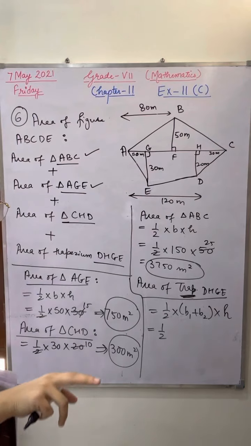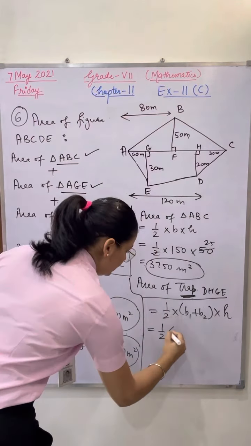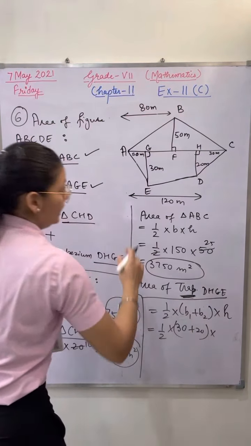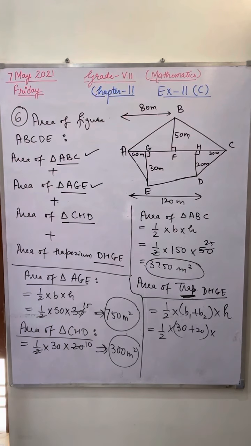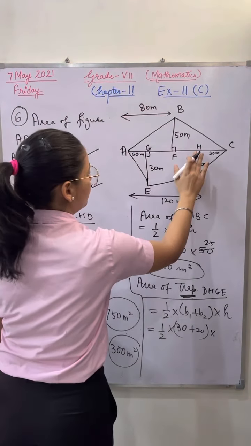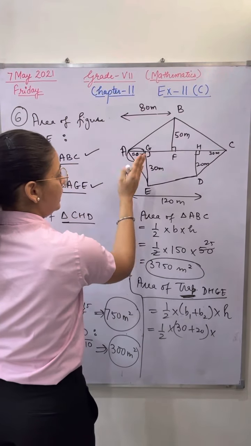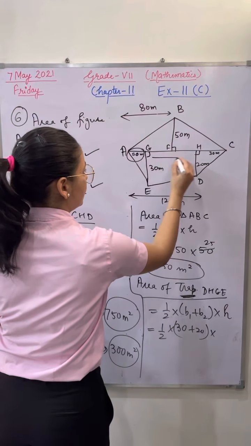Anshuman, right. So the parallel sides are 30 and 20. 30 plus 20. And what is the height? How much height is given with this trapezium? Anyone can tell me the height? Very good. This complete length is 120. From this 120, you have to subtract this 50. You will get this height, that is 70.